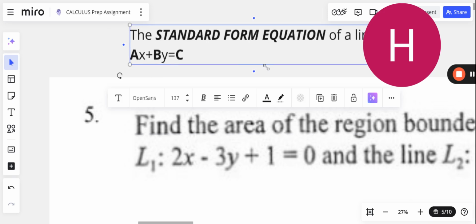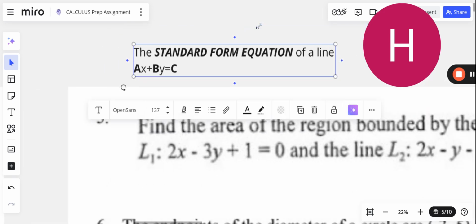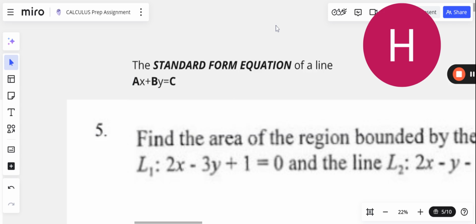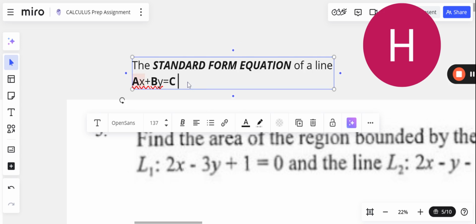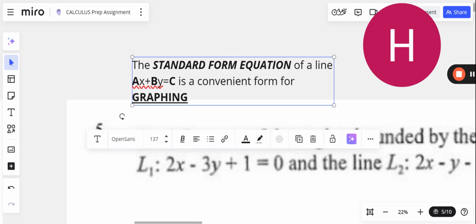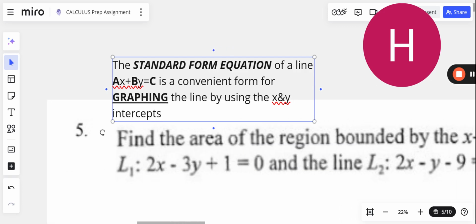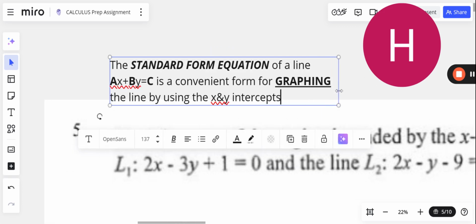Now, this is most convenient for actually graphing lines. It makes it really easy for you to graph a line. And I'll actually include that in the note. It is a convenient form for graphing the line by using the x and y intercepts. Okay. There we go.